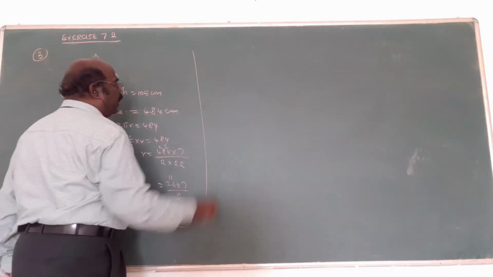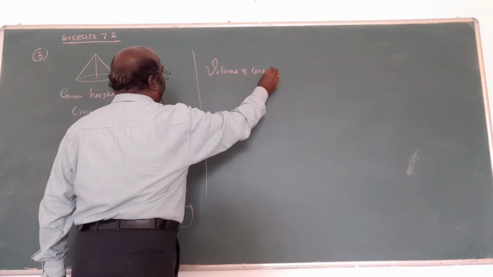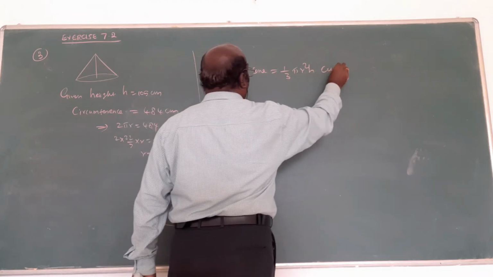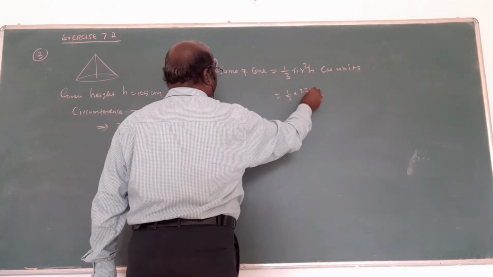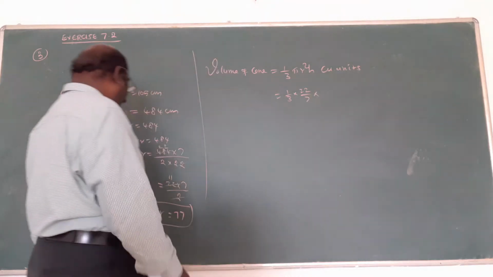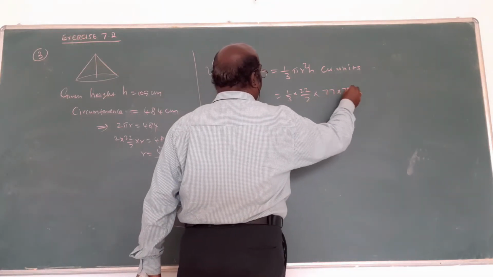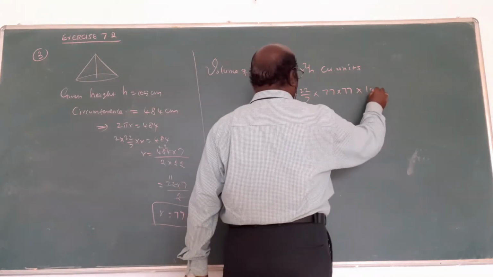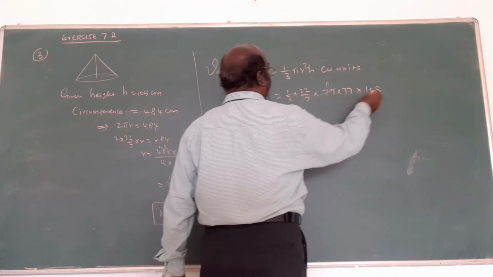Now what is asked? Volume of the cone is asked. What is the formula? 1 by 3 pi r square h. So 1 by 3, 22 by 7, r square. What do we find out? 77 into 77. Am I right? Into h, which is 105. Am I right? Cancel 11 times. Cancel 30 times.